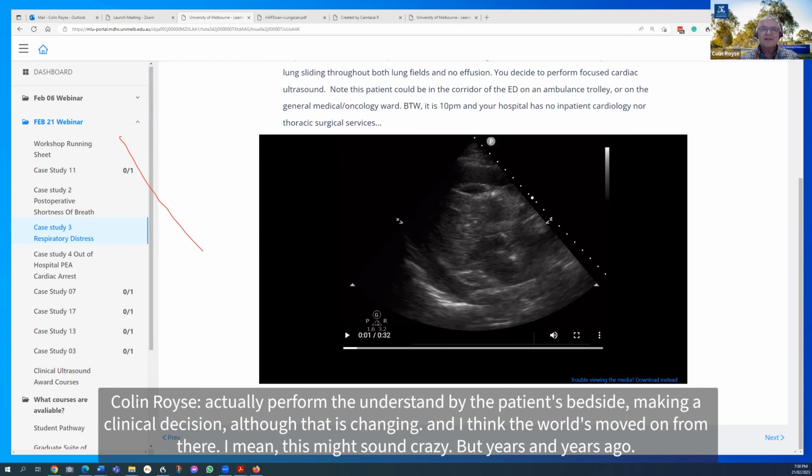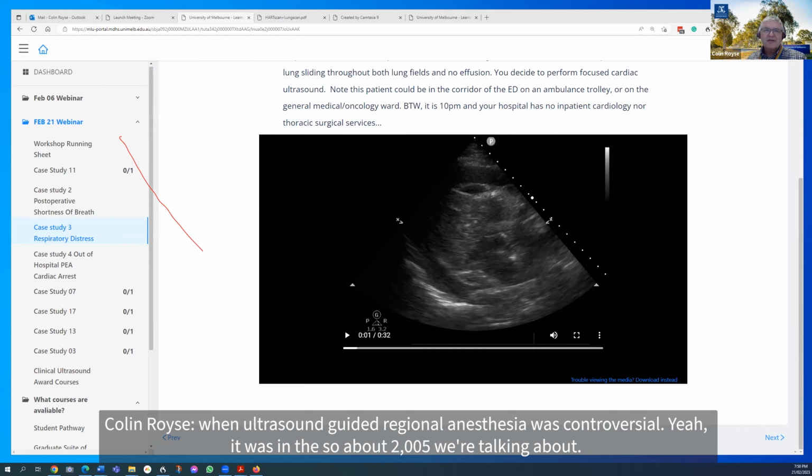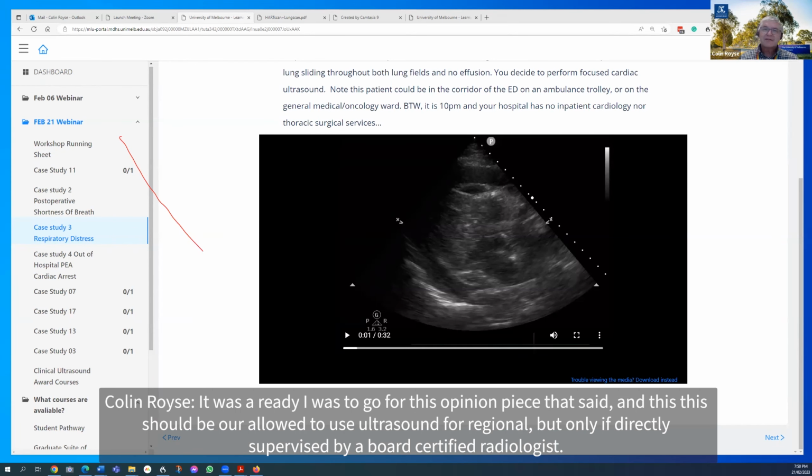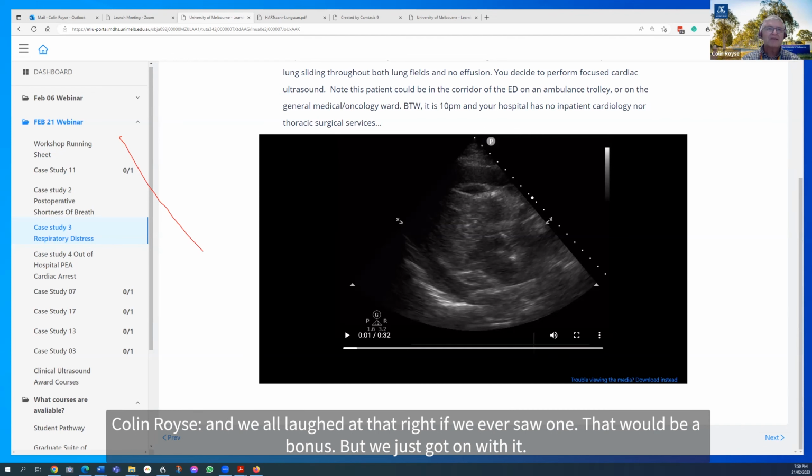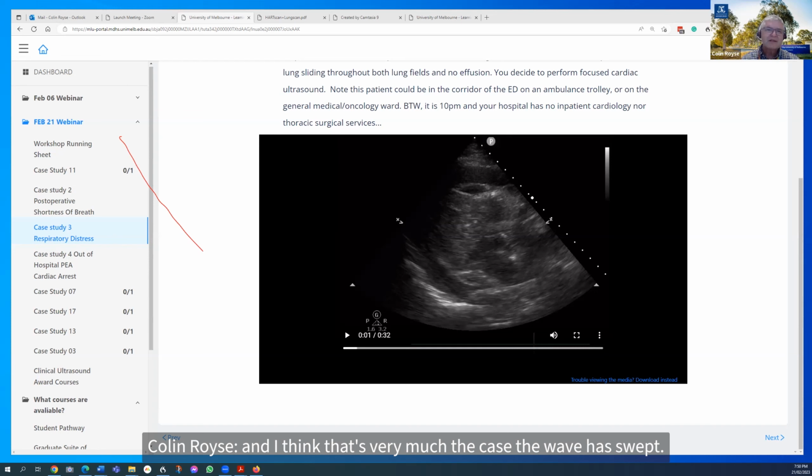This might sound crazy, but years and years ago, when ultrasound-guided regional anaesthesia was controversial, and it's about 2005 we're talking about, there was a radiologist who gave an opinion piece that said anaesthetists should be allowed to use ultrasound for regional, but only if directly supervised by a board-certified radiologist. And we all laughed at that. If we ever saw one, that would be a bonus, but we just got on with it. And I think that's very much the case.